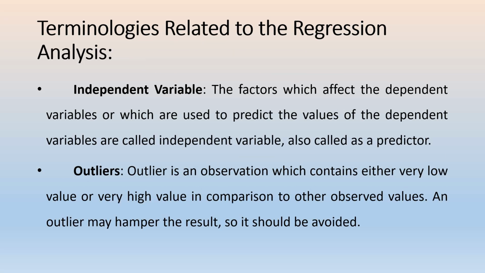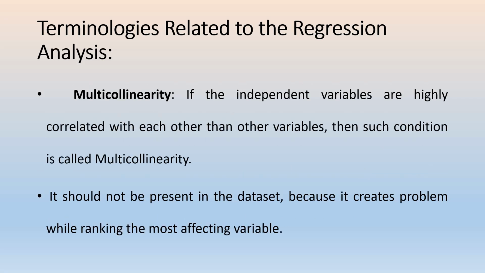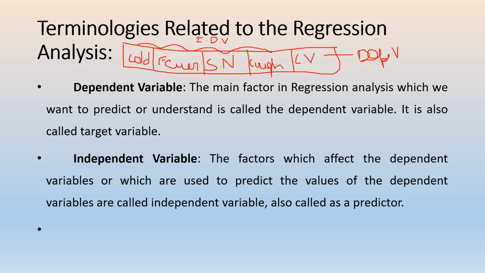Okay, so what is the outlier that we have already seen? Outlier contains either very low or high values compared with observed values. So outliers may hamper the results. What is multicollinearity? If the independent variables are highly correlated with other variables, such a condition is called multicollinearity, and it should not be present in the data set because it creates a problem while ranking the most effective variable. What is the multicollinearity in this example?